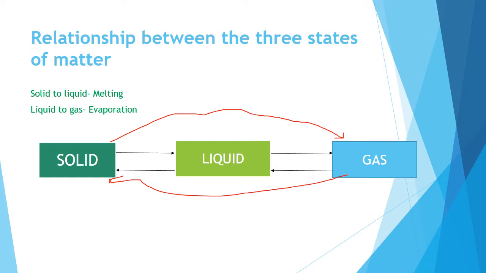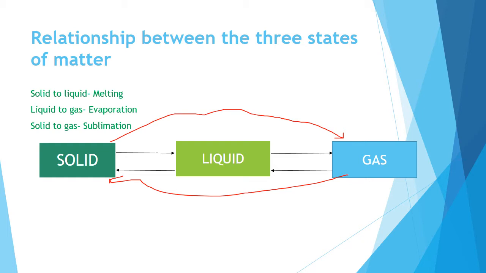For example, when you're boiling water, you'll realize that there will be steam that will be evaporating. So that is as a result of heating. So in this process, we involve heating. Then moving from solid to gas directly without passing through the liquid state is what we call sublimation. So we have substances that sublime. They move from solid to gas without passing the liquid state.